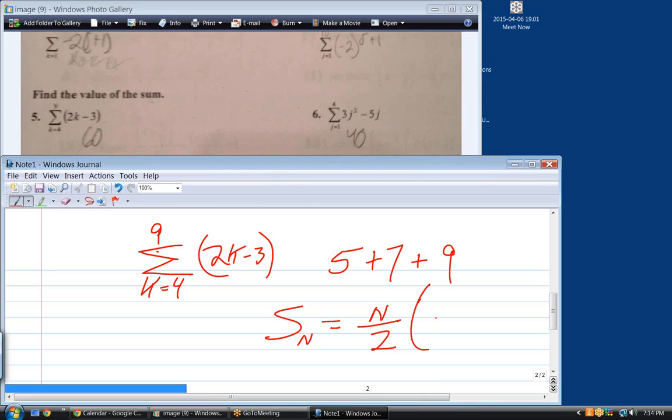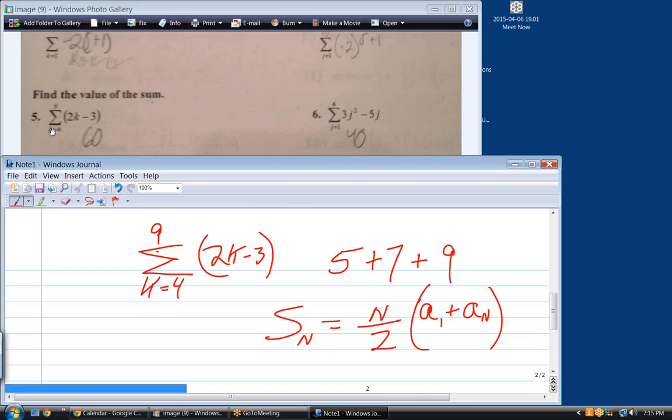No. It's n over 2 times the first term plus the last term. Okay? In other words, it's not that hard to do this the hard way. I would only have to list the next 3 numbers and add them all up. But I don't think that's the way he wants you to do it. I think he or she wants you to figure out that this is an arithmetic series and use the formula for the sum of an arithmetic series.